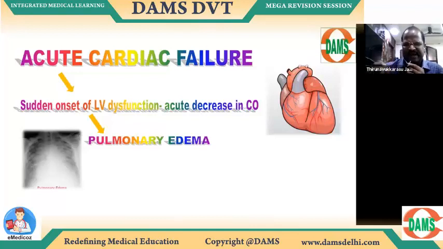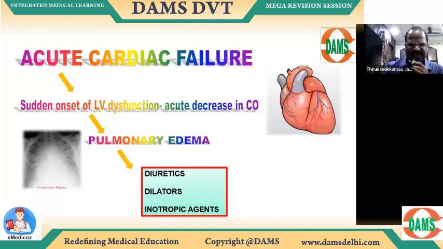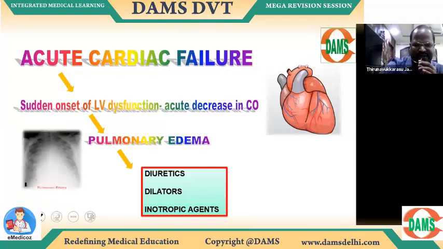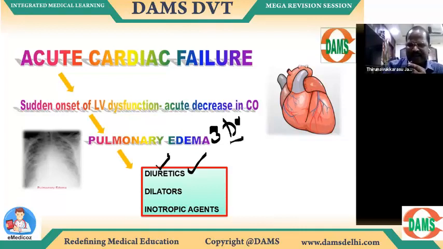So for symptomatic therapy, we have diuretics, since the lung is fully loaded with water, fluid collection. So to remove the fluid, we need to give diuretics. And then the heart is becoming very stressed. To relieve the workload, we need vasodilators. And to improve the cardiac output, we need some inotropic agents. So for the drugs useful in acute heart failure, think of the mnemonic 3 Ds. The 3 Ds are number 1, diuretic, number 2, dilator, number 3, inotropic agent.